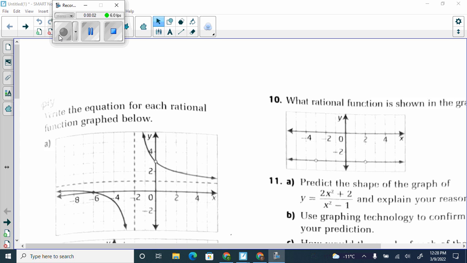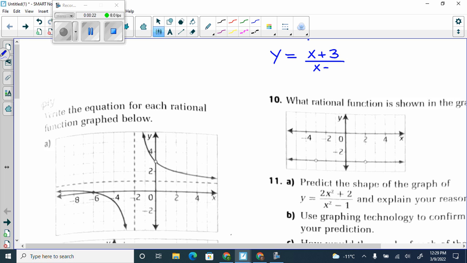How the heck do we come up with an equation of a rational? Now, what I would like you to do before we even do any of this is type this into your calculator. So you're going to type in y equals x plus 3 over x minus 1. We're just looking and trying to figure some stuff out. We're just doing a little discovery. You don't have to write anything. We're just discovering stuff here.